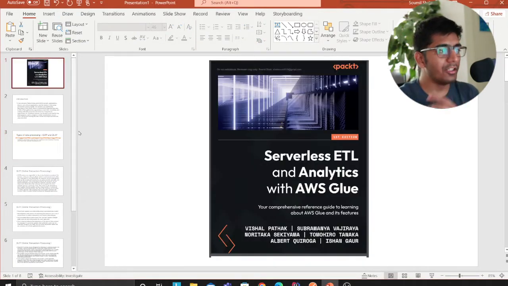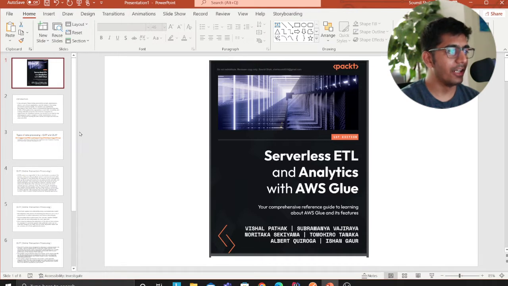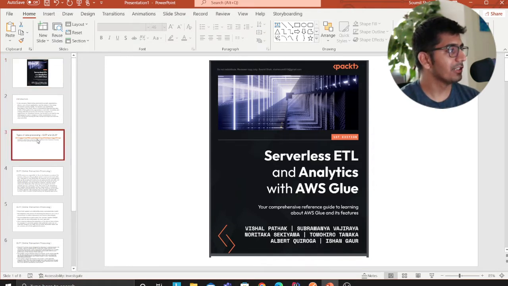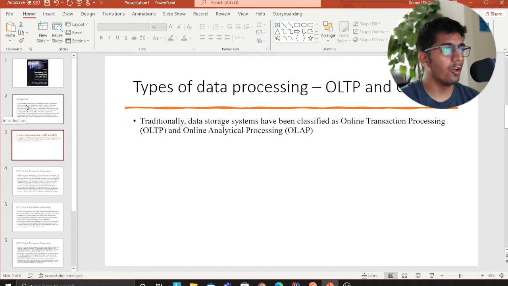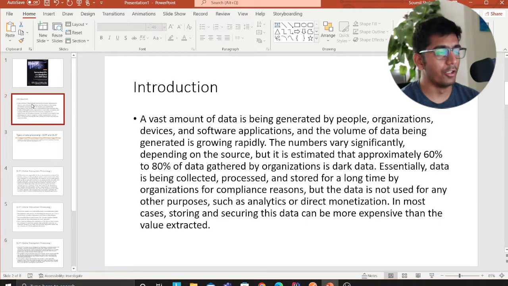I recently got this book, which is essentially Serverless ETL and Analytics with AWS Glue. Again, I started reading this book today. It's a really fantastic book. So I'll be covering one of the topics from this book today. The topic that we are about to discuss is again types of data processing, OLTP and OLAP. It's a theory video, okay?